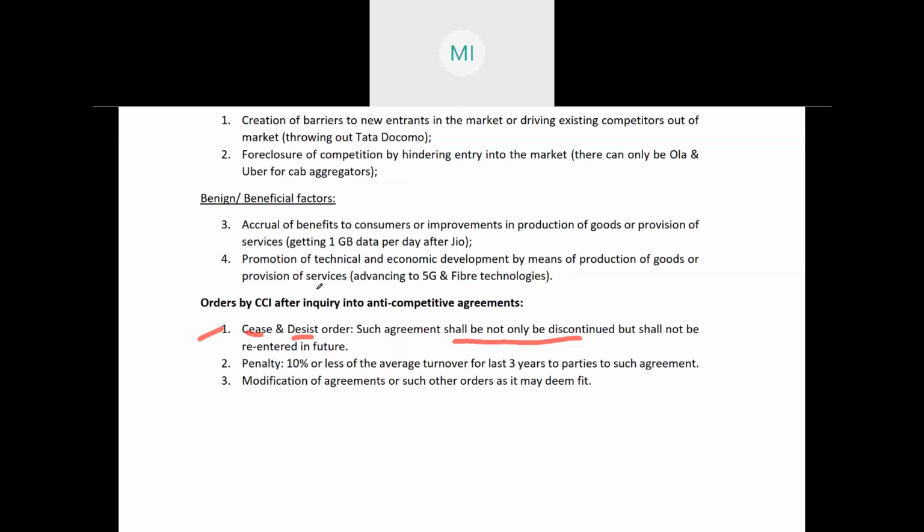Then they can impose a penalty. The penalty can be 10% or less of the average turnover for the last 3 years of the parties to the agreement. Then they can ask them to modify the agreement, or pass such other orders as the Competition Commission may deem fit. Clear? So these are the orders which they can pass. The same concept applies to abuse of dominance also, and we'll deal with that the same way.